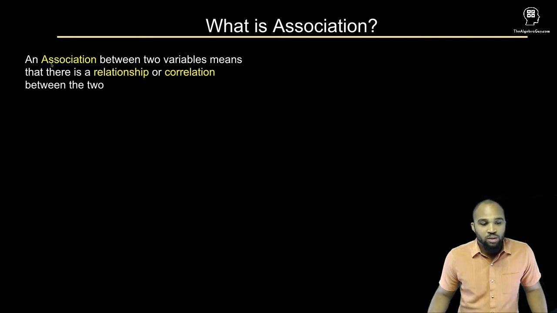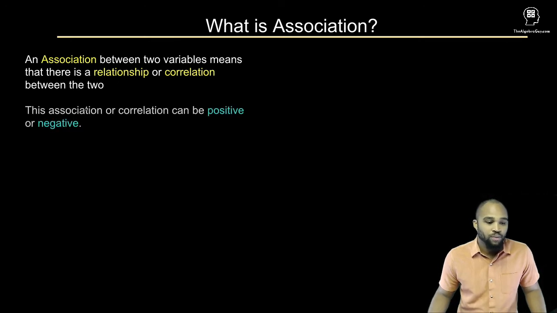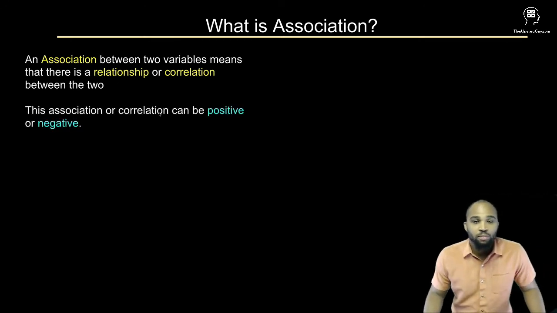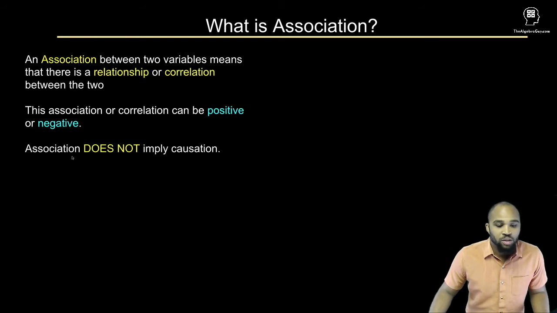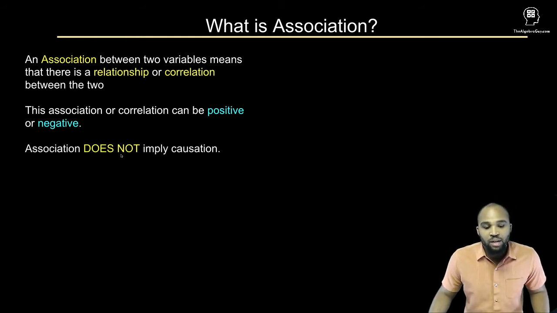So what is an association? An association between two variables means that there is a relationship or some kind of correlation between those two. This association or correlation can be either positive or negative. Association does not imply causation. In other words, just because two things are associated does not mean that one thing caused the other to happen.